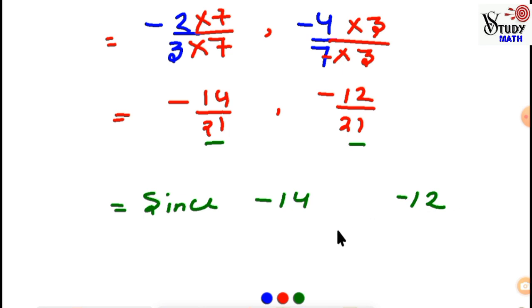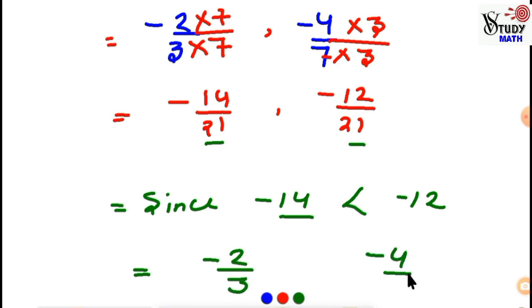In negative numbers, the smaller integer has the greater value. So what happens in negative? The smaller integer has the bigger value, and the bigger integer in negative has the smaller value. So my dear students, we have the first rational number negative 2 by 3 and the second rational number negative 4 by 7, and the numerator of the second rational number is greater, so the second rational number will be greater, and this is the answer of this problem.